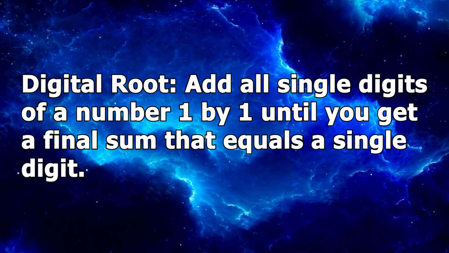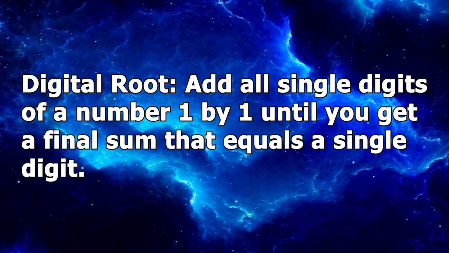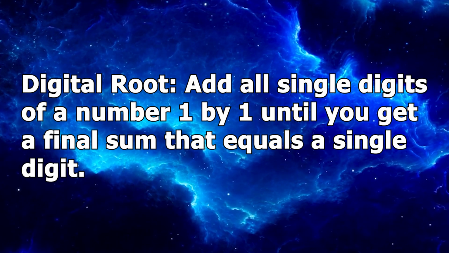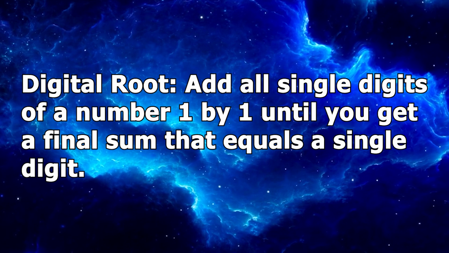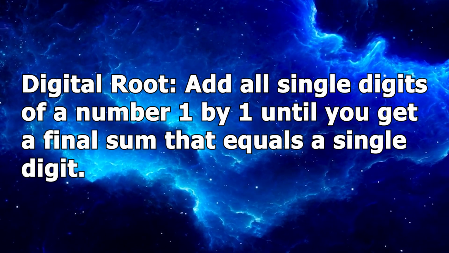Now, in order to understand the magnificence of 3, 6, and 9, we must understand what a digital root is. A digital root is where you add all single digits of a number, one by one, until you get a final sum that equals a single digit. Now I'm going to share an example of a digital root. You can find your life path number by adding up your birth date, adding all the single digits until you get to a single digit.